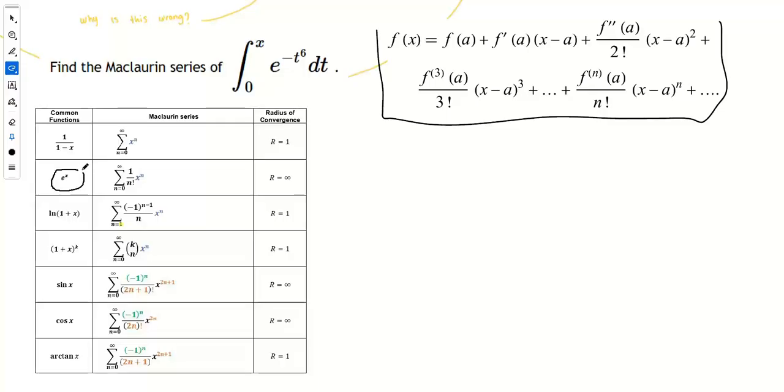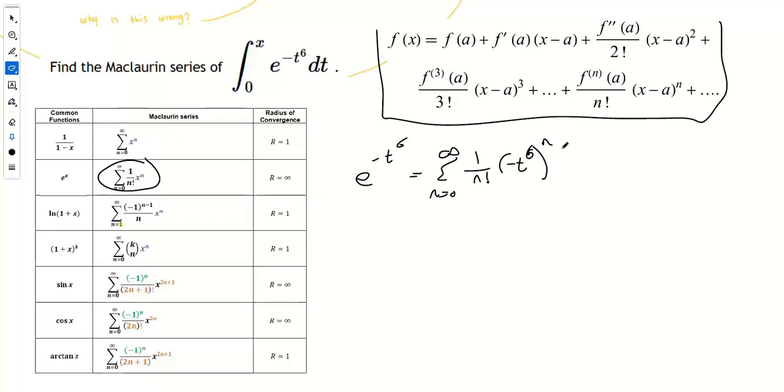If you have e to the x like we do, this is the Maclaurin series representation, except instead of x, we have negative t to the 6. So when I write this representation, that's going to be the sum from n equals 0 to infinity, just like it says. 1 over n factorial, that's the same. Now x is different. Our x is negative t to the 6, all to the n. Okay, let's write out what each term is.